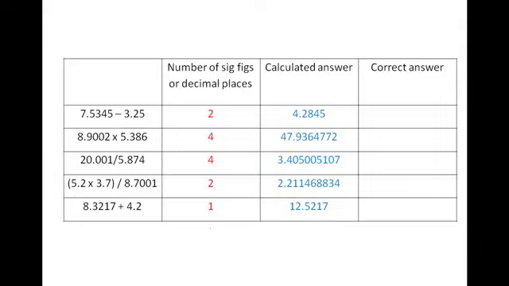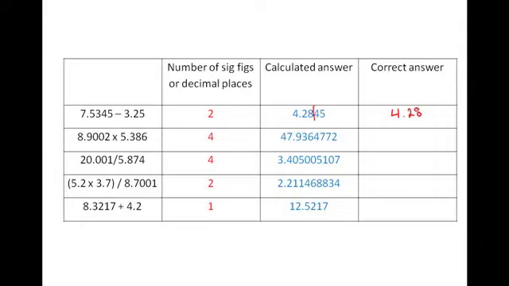Since this is the number of decimal places, I need to round. Since this is 2 decimal places, what I do is I put a line, and if the digit right after the line is 5, I move the preceding digit up by 1. But since it's not, my answer is 4.28.